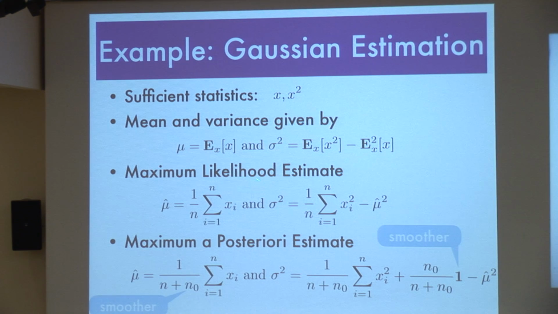So let's look at Gaussians, because there it's a little bit less trivial, right? So just recall that the mean and the variance are given by the expectation of x and the expectation of x squared minus the expectation of x, squared. Right?